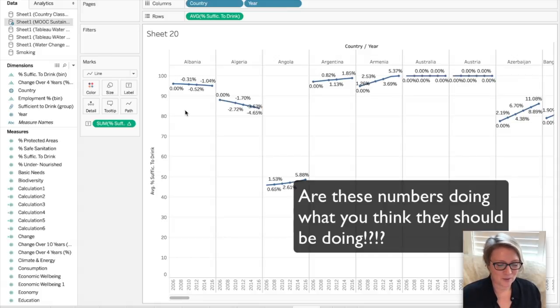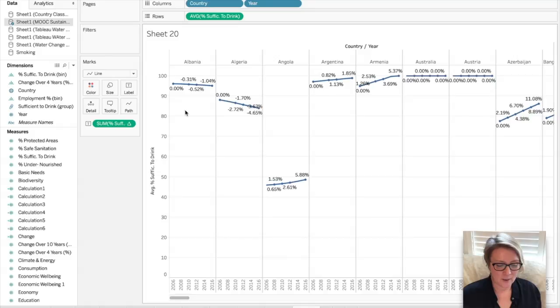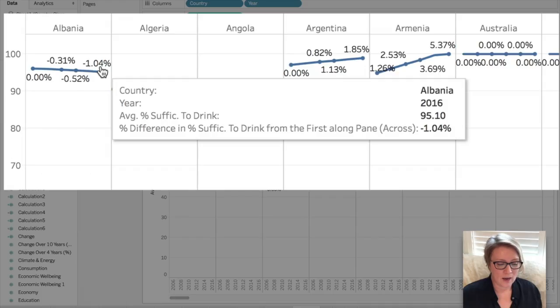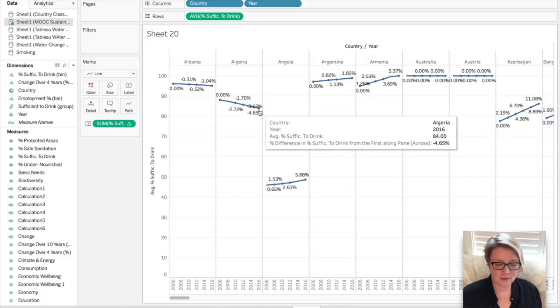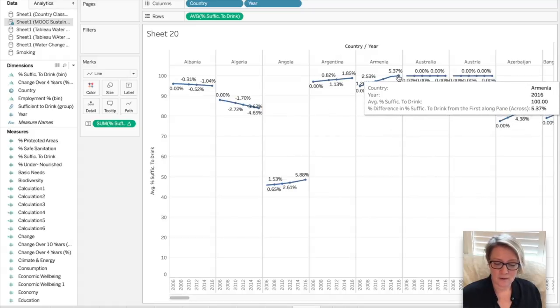So this is the percent change over time for each country compared to the first year, so compared to 2016. So you can see that Albania, instead of a 1 percentage point change, had a 1% change. So that number is very similar. Algeria had a drop of 4.65% between 2006 and 2016 in the percentage of people in their country who can access water. Armenia, however, had a huge increase. Armenia had a 5.37 relative percentage change over time.